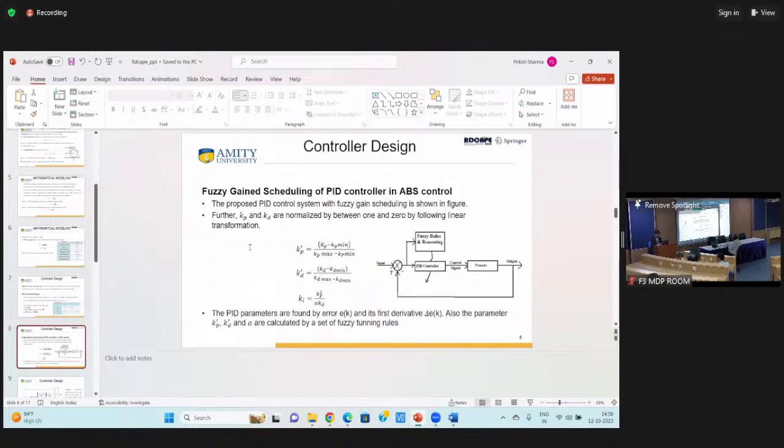The second controller, which I mainly implemented, is the fuzzy gain scheduled PID controller, in which the PID controller is controlled by the fuzzy rules of the fuzzy logic controller. Here I have normalized the KD and KP values into new values, KP dash and KD dash, and I have set some fuzzy rules for all these three.